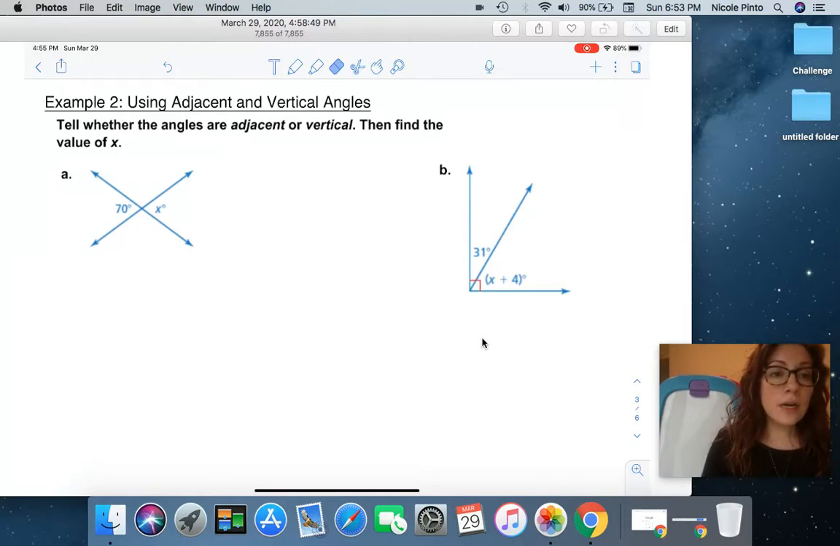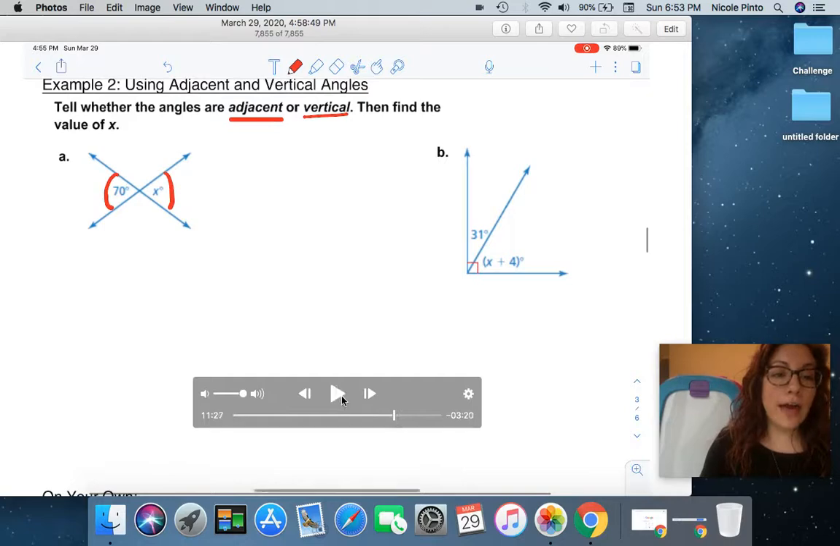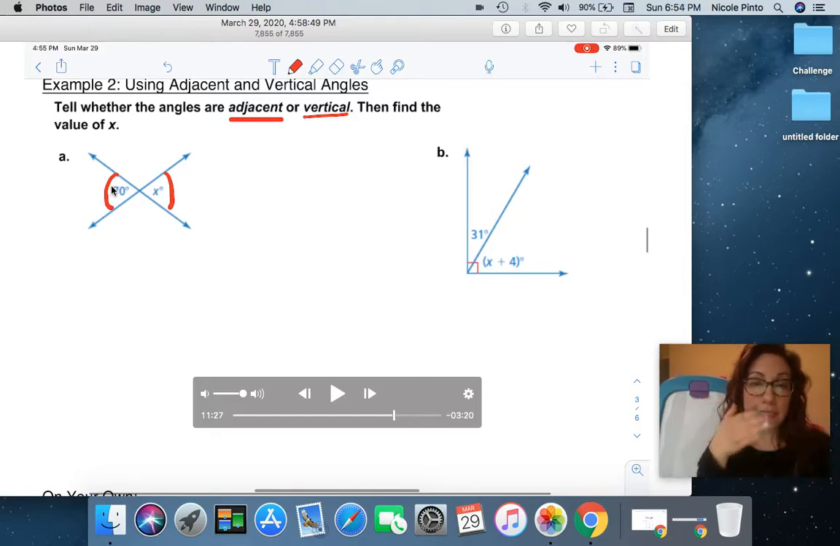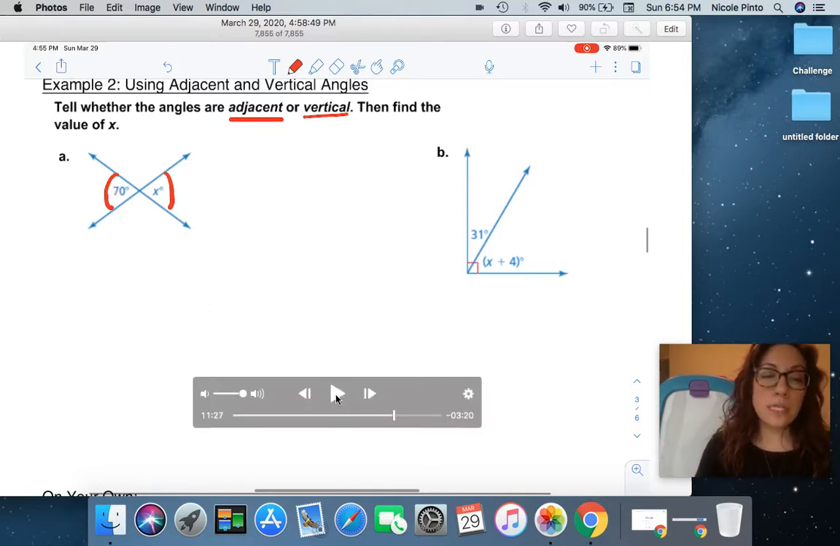Okay, so moving on to example number 2, adjacent and vertical angles. So now you have to look at them and tell me if it's adjacent or vertical, and then find the value of x. So in the first one, I'm going to note that 70 and x, they're kind of looking right at each other. Okay, se están mirando. 70 is on one side y x está en el otro lado. So would these be vertical or adjacent?